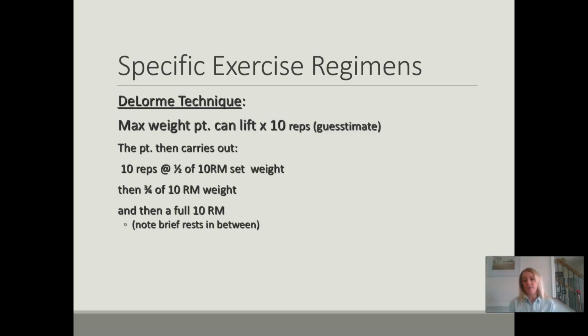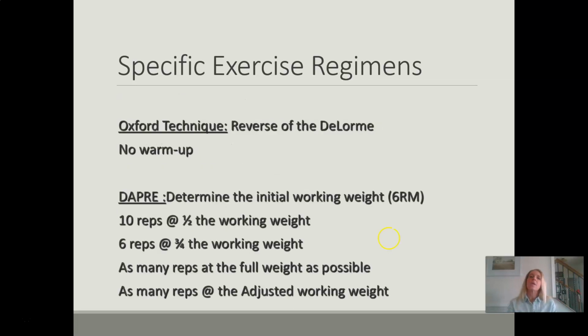So then once you figure that out, then they do a set of 10 at half of that weight. The second set is at 75% of that weight. And then the last set of 10 is at that 10 RM. So you're gradually building up weight each set that you do with a brief rest period in between each of those 3 sets. The opposite of that is the Oxford technique.